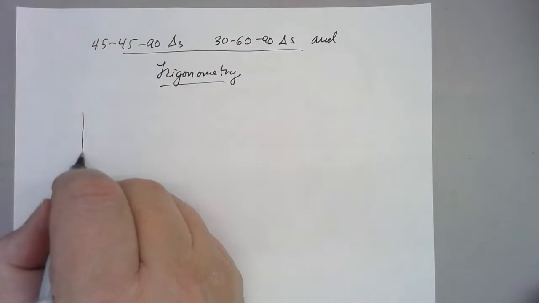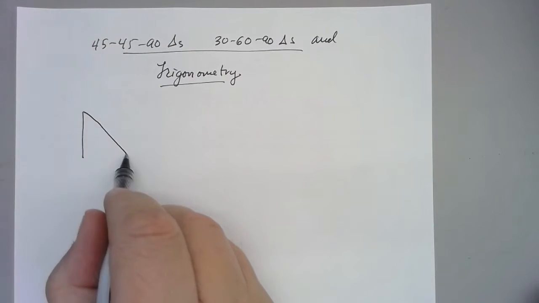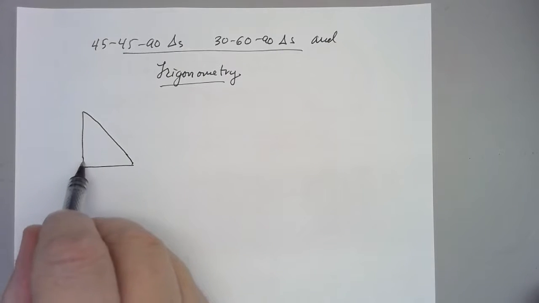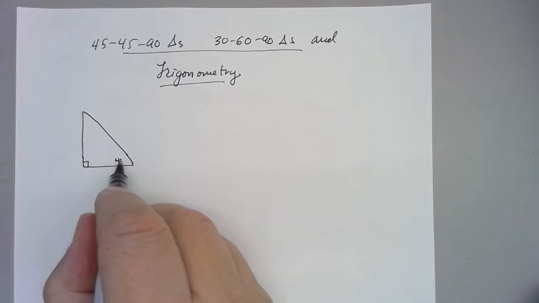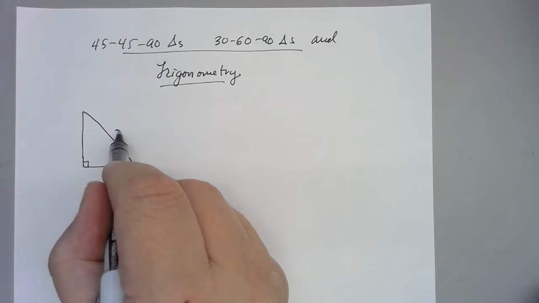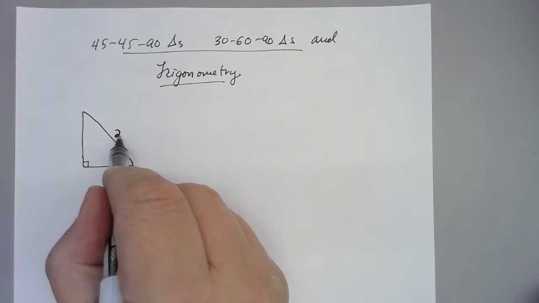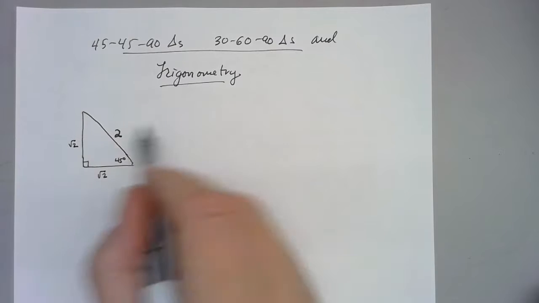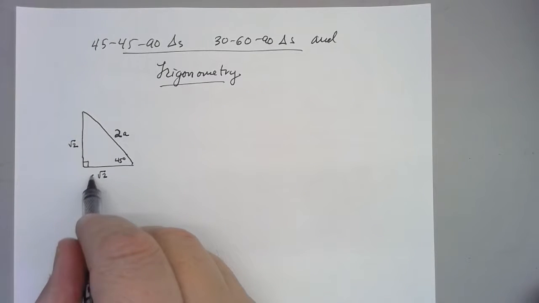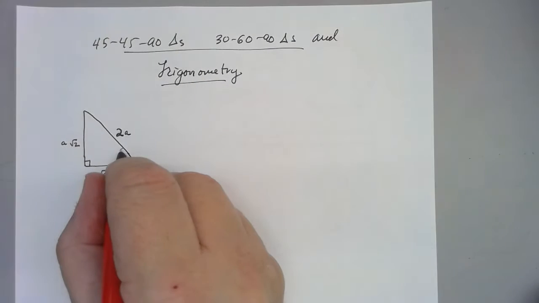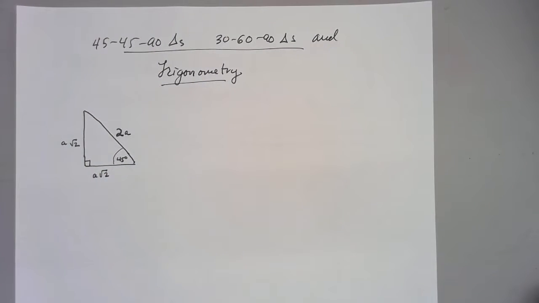So if I recollect from the previous lesson, if I have a 45, 45, 90 triangle, so this is 45, this is also 45, one of the patterns on them is that I could put a 2 here, and this is root 2, and this is root 2. These were all times a. So I can use this to determine the sine and cosine and tangent of 45 degrees. I just labeled this triangle for trig.